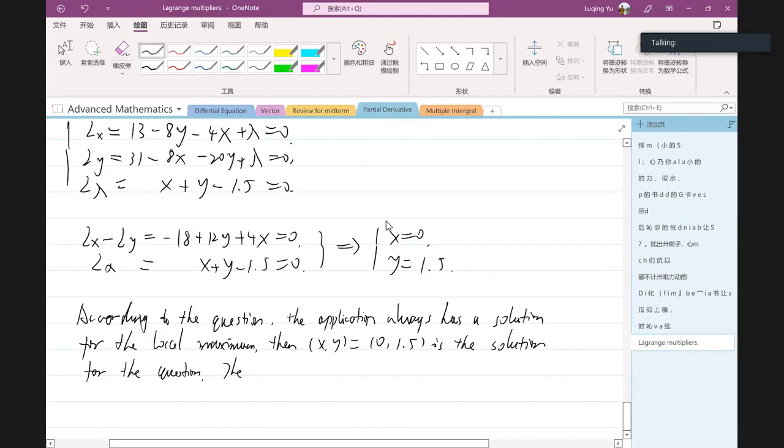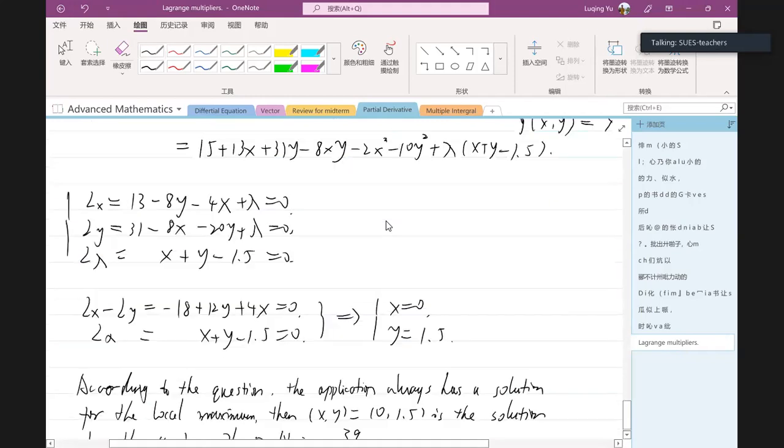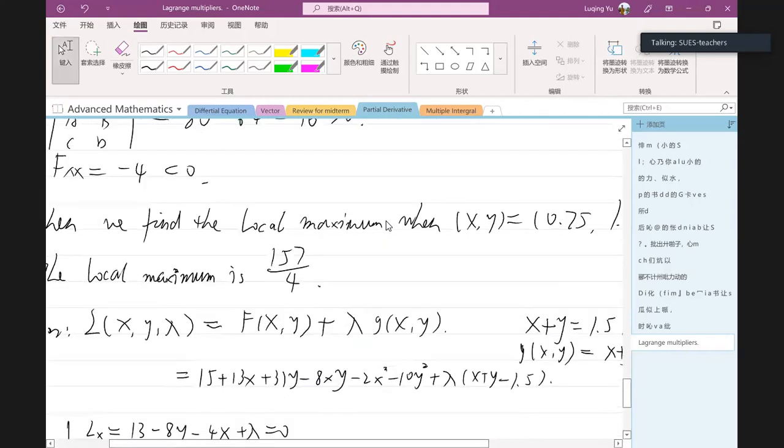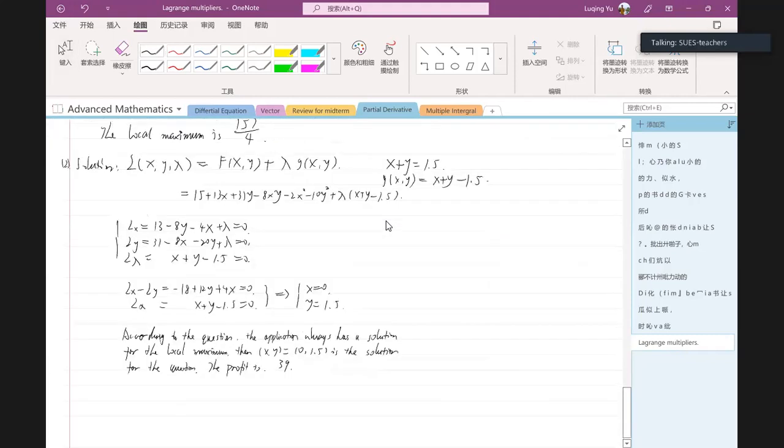The profit is, when you're calculating the profit, you use the same function here. You just put in x equals 0 and y equals 1.5, and inside of this the result is 39.